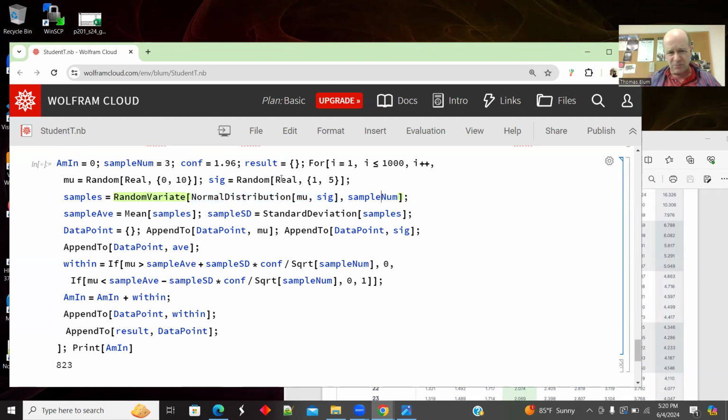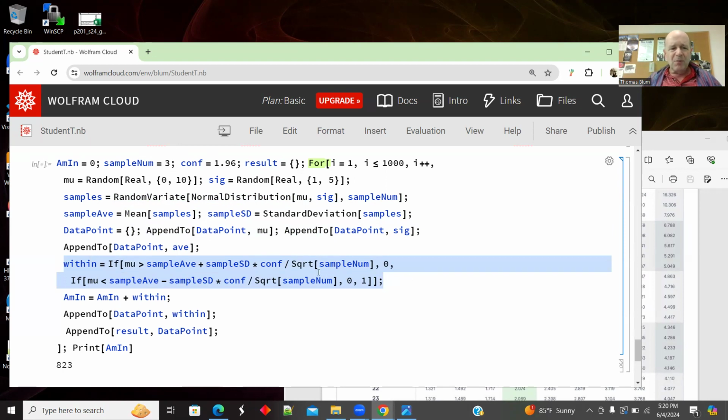So each time I change the distribution. I don't have to do that, but I just want to convince you that it's not rigged up with some special value. So I'm grabbing values randomly and I'm changing them every time. From the normal distribution, I'm grabbing 3 samples. I'm getting the mean of those samples. I'm getting the standard deviation of those samples. I'm appending some stuff that I end up not using. But here's the confidence interval part.